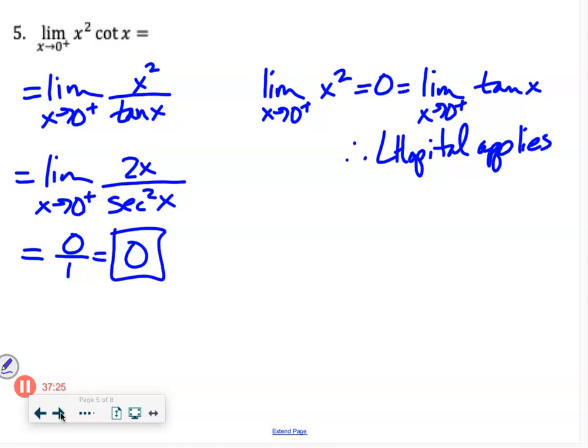0 over 0 is bad. 0 over 1 is fine. All right. So if it's 0 over 0, you'd have to do another L'Hopital.